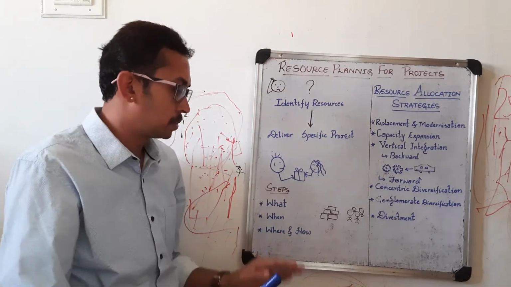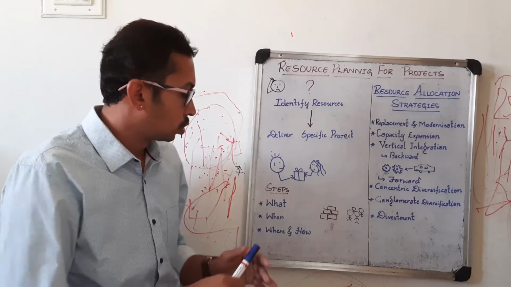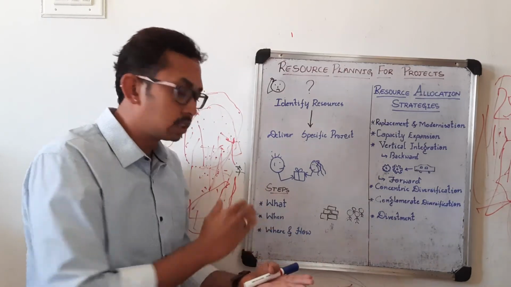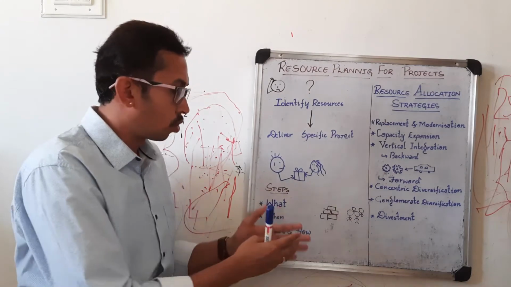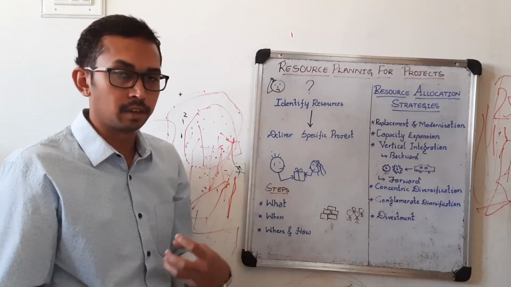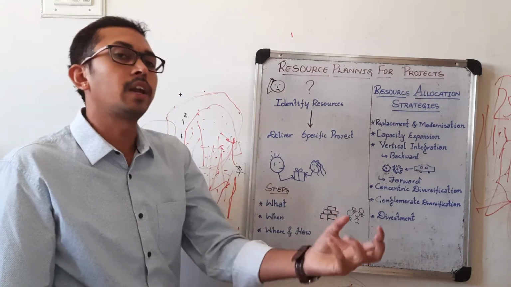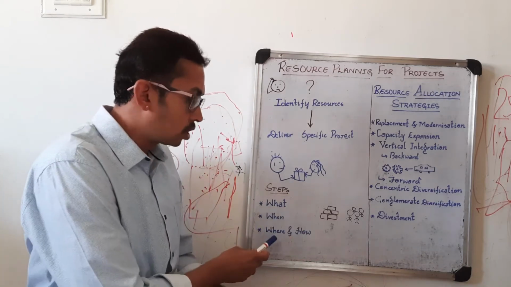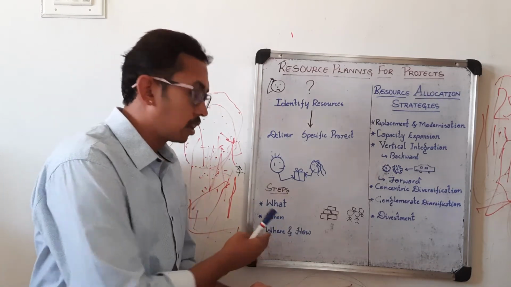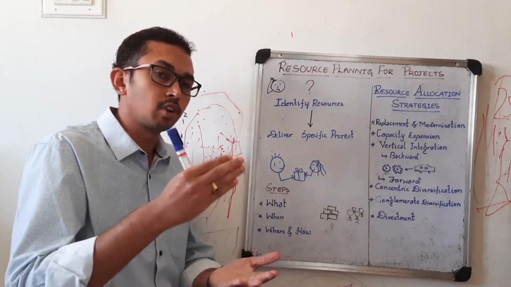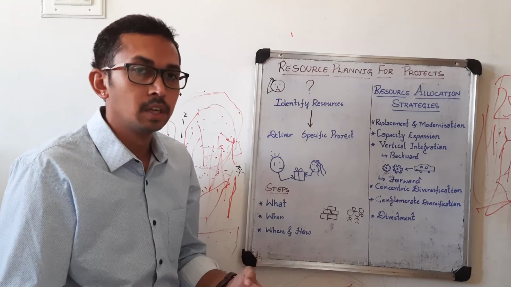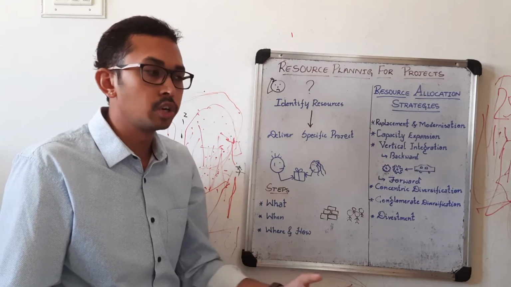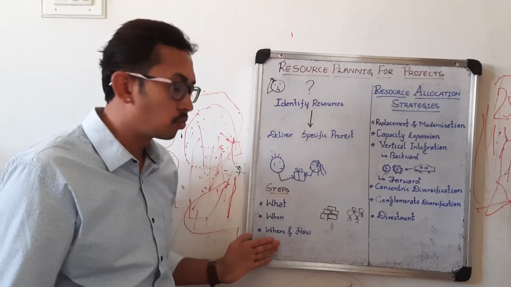The third step is where and how. You have got what resource is required and when it is required. The next step is where and how. Suppose you want a resource person, you can hire them on a permanent basis or on a contract basis until the project ends. So whether you are going to take them on a contractual basis or a permanent basis. And in terms of equipment, are you going to purchase them or procure them on rent? That we call where and how.